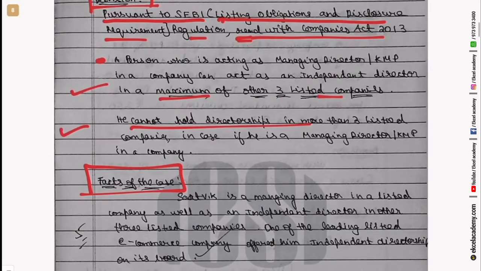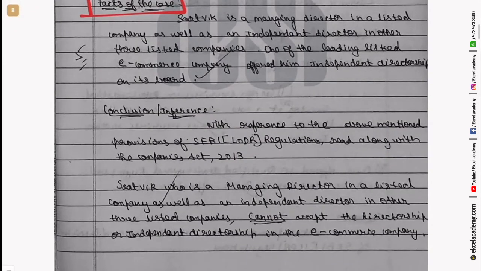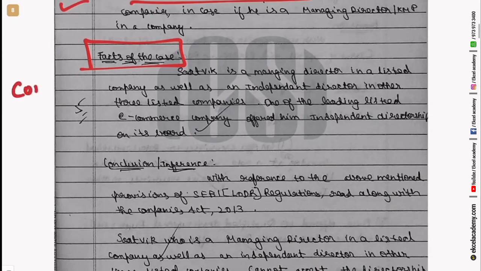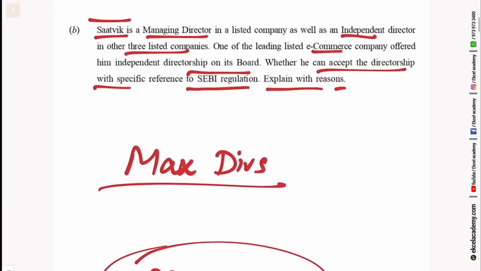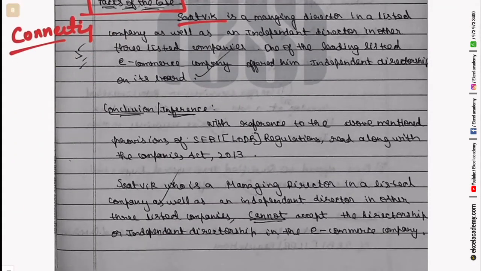Then what are the facts of the case? So very nice. First he is writing what is the law. Once you know what is the law, then he is connecting to our question. So what is the question? Satvik. I had told you many times, if the question has Satvik or any name, please write that in the answer. Students, they don't connect at all. They're writing their own story. No. You tell Satvik is managing director, whatever it is. It is a very human thing to connect it, and in the real world also this is what you will face. Then he has given a conclusion and inference.